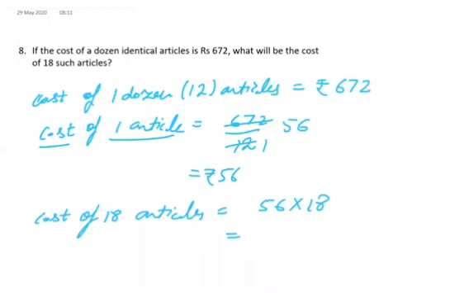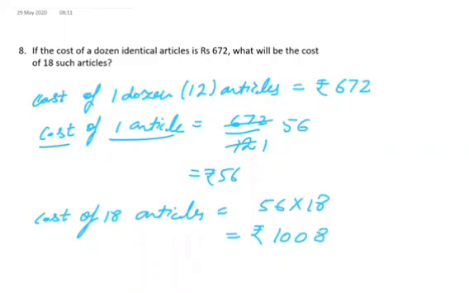So 56 into 18 is what? Give me the answer, everyone. So the cost of 18 articles is rupees 1008. This is the answer.